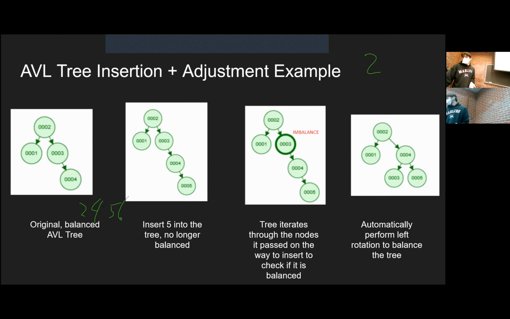We insert 4. 4 is larger than 2, so it's going to be the right child of 2. And then 5 is larger than 4, so it's the right child of 4. And 6 is larger than 2, so it's going to be in the right subtree. Larger than 4, in the right subtree, larger than 5, in the right subtree. So it's going to be like this.